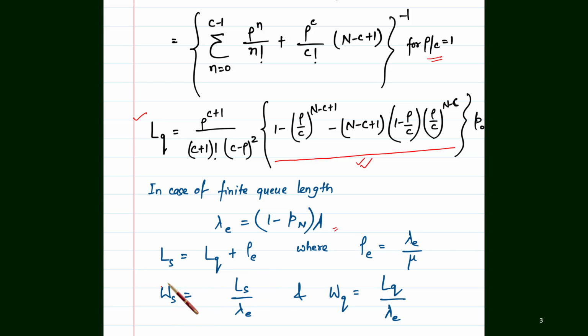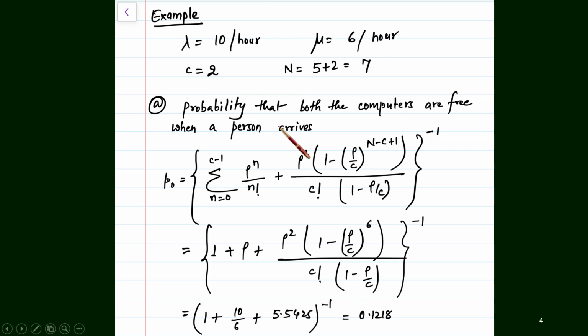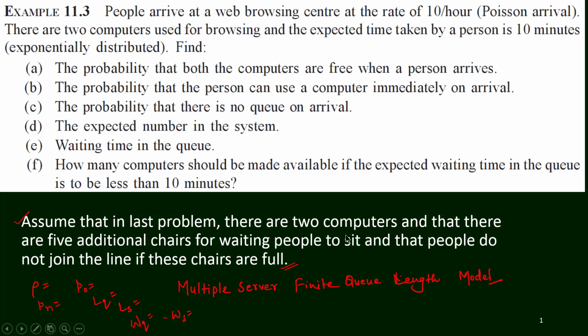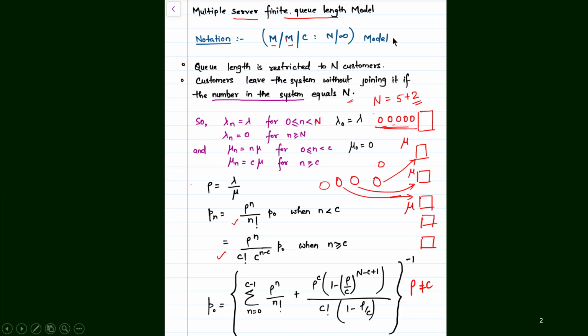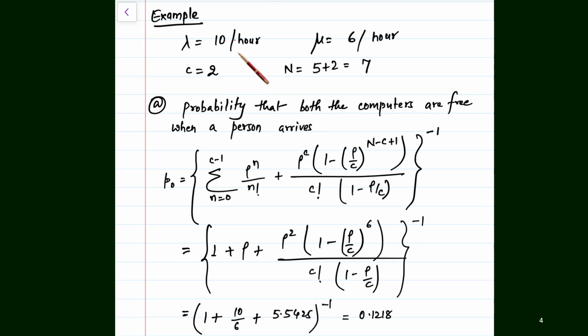Now Ws, that is waiting time in the system. We know the formula: Ls by lambda E. Waiting time in the queue is Lq by lambda E. So take an example, the same example given here: two computers and five additional chairs, arrival 10 per hour, and service time 10 minutes means 6 per hour. So put lambda equal to 10 per hour, mu equal to 6 per hour, c is given, n is equal to 5 plus 2, 7.